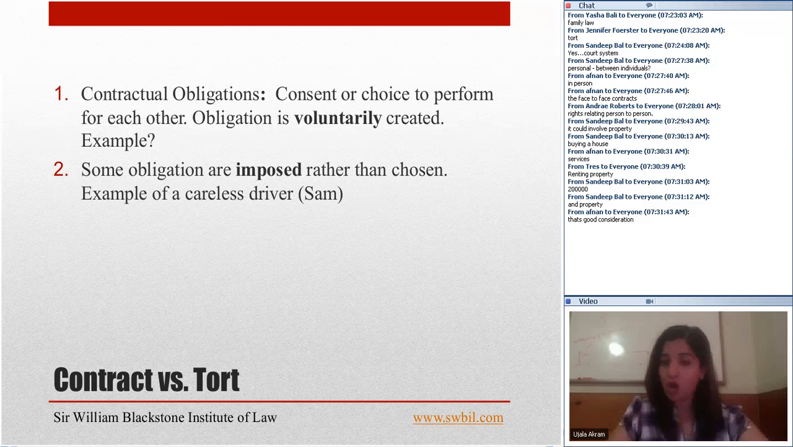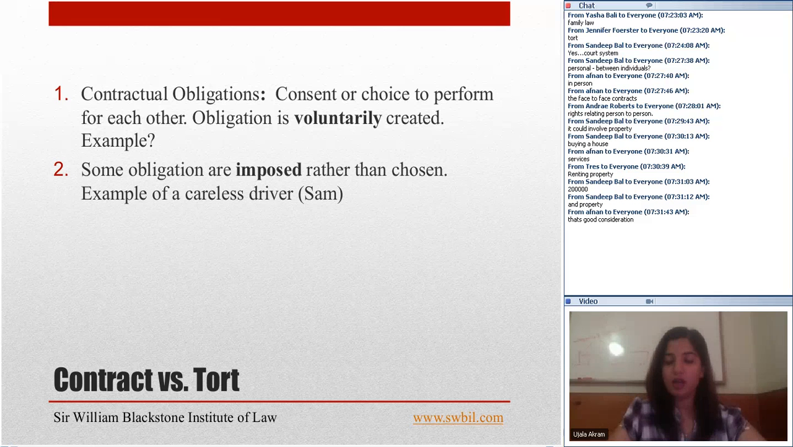In English contract law, traditionally, damages for breach of contract are not punitive in nature. So just remember this. This is one of the main differences between contract and tort. One is that obligation is voluntary in the case of contract, whereas in tort it is imposed. And then in tort, there can be punitive damages awarded to punish the defendant. Whereas in English contract law, traditionally, damages for breach of contract are not punitive. It cannot be used to punish the defendant for the breach.